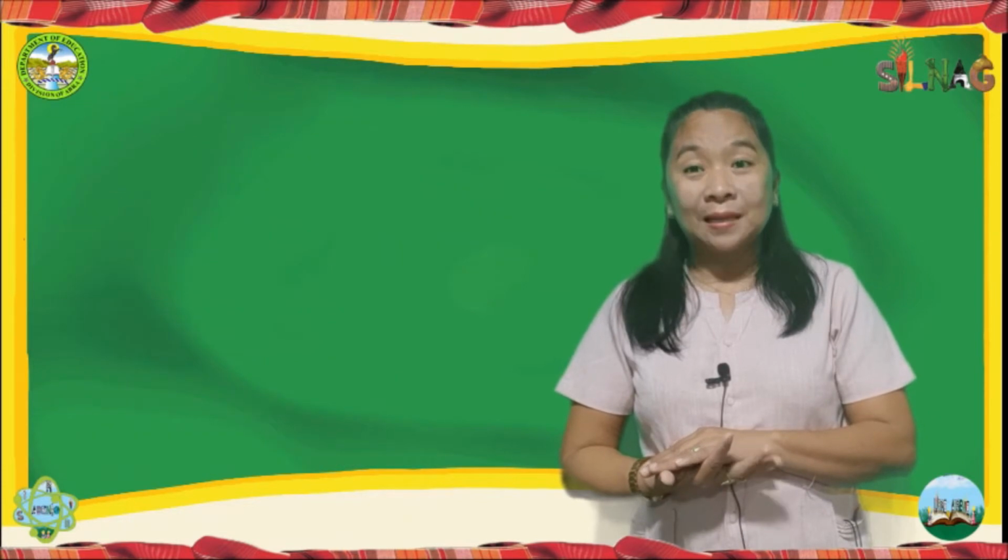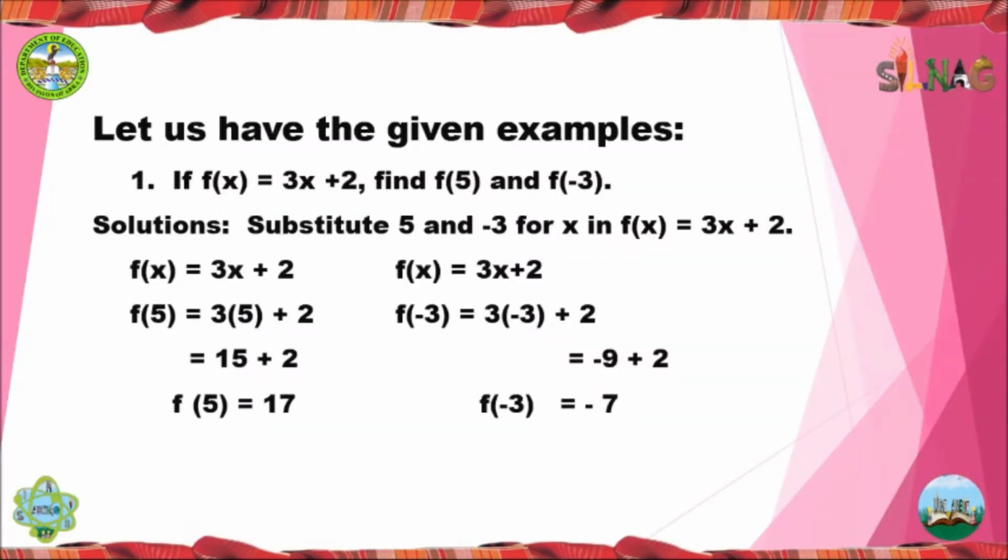Okay, let's begin. Let f and g be two functions. For any ordered pair (x, y) of a function f, f of x is equal to y. The value of f at x equals y, which means that in evaluating a function, you just substitute the value of x and then solve for the value of y. Let us have the given examples.